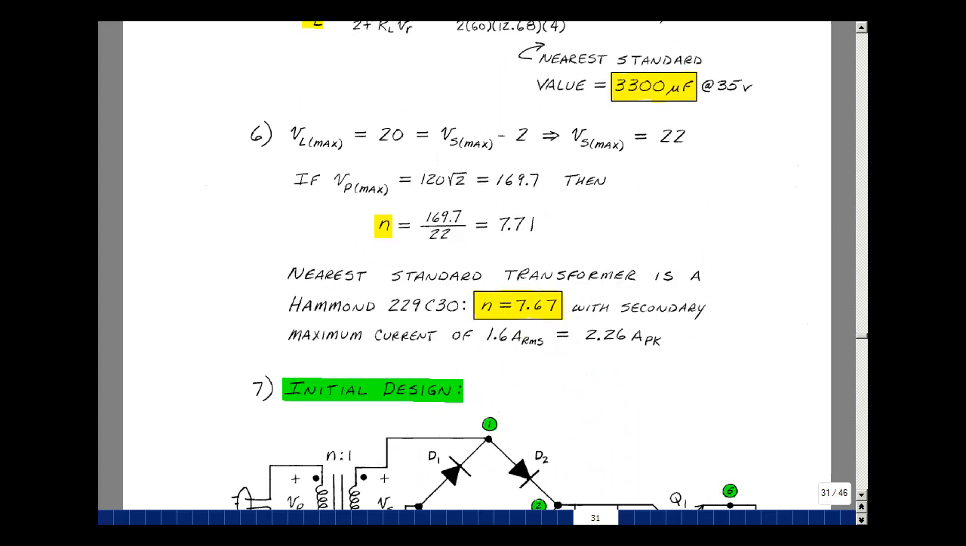I looked online at a Hammond catalog which makes transformers, and the nearest transformer I could find was with a turns ratio of 7.67, with a secondary current of 1.6 amps RMS, or 2.26 amps peak, and of course our current's much smaller than this, so we'll be okay.